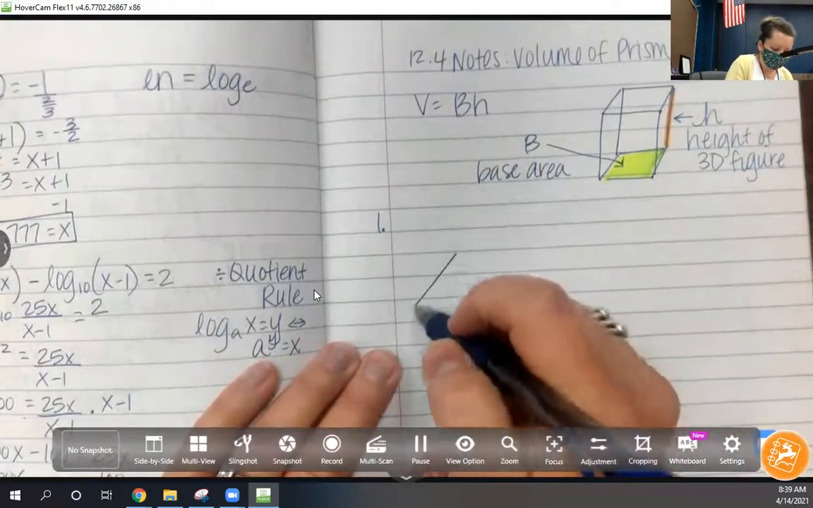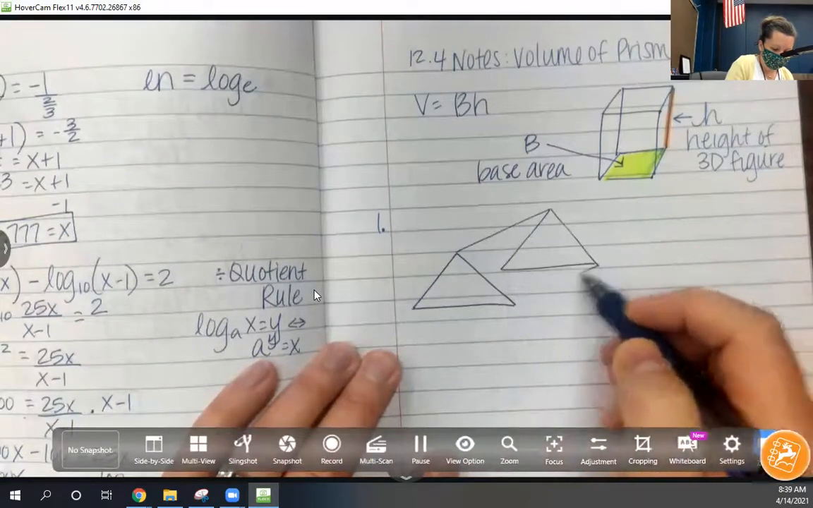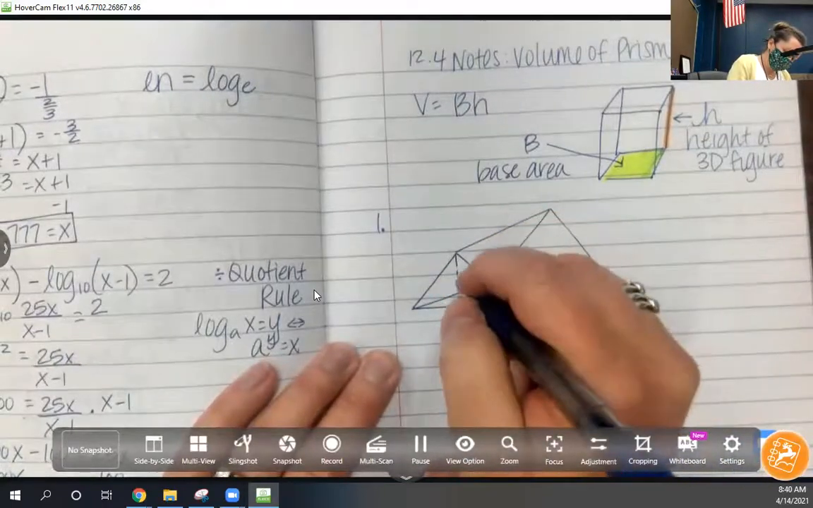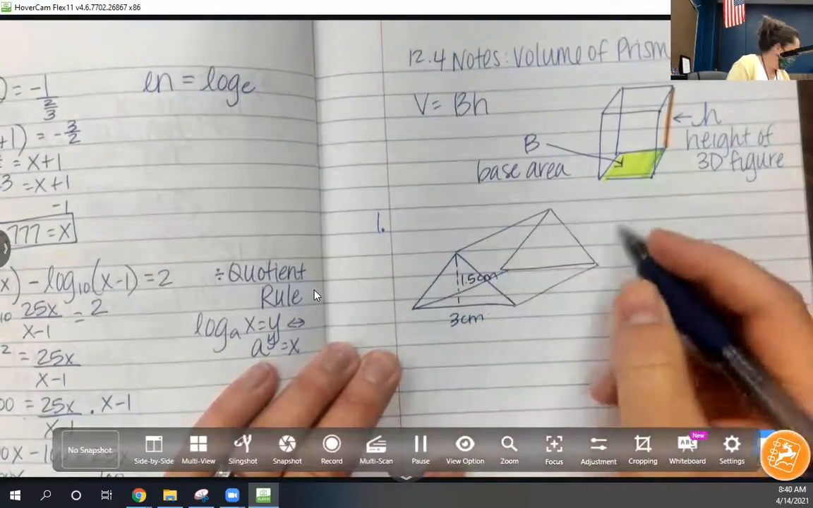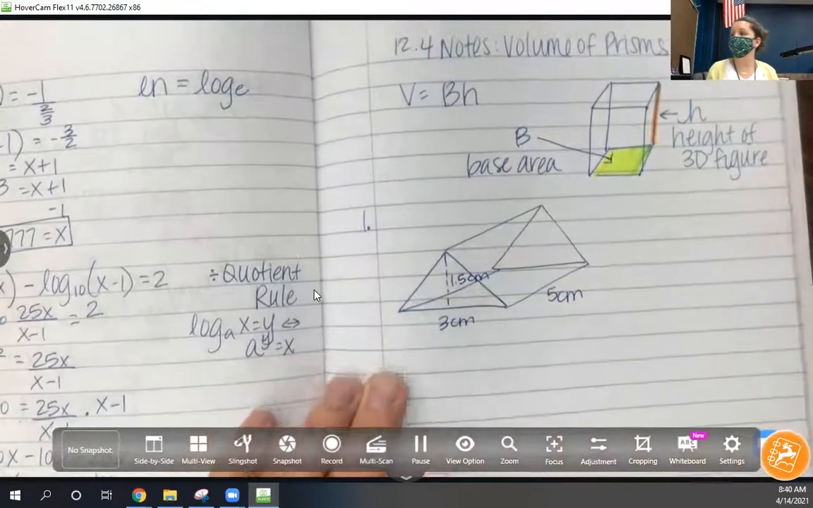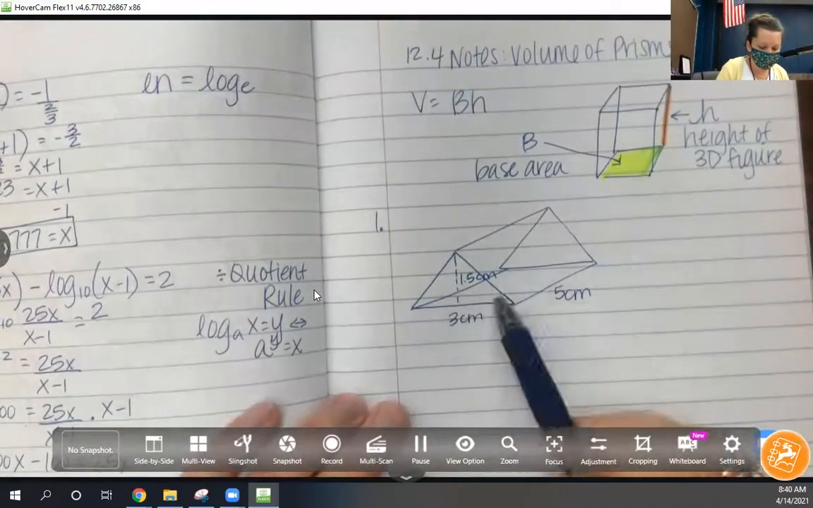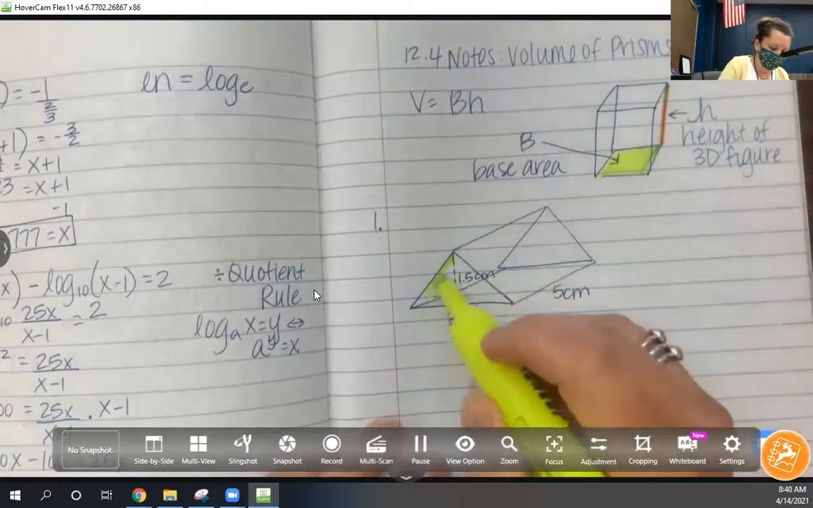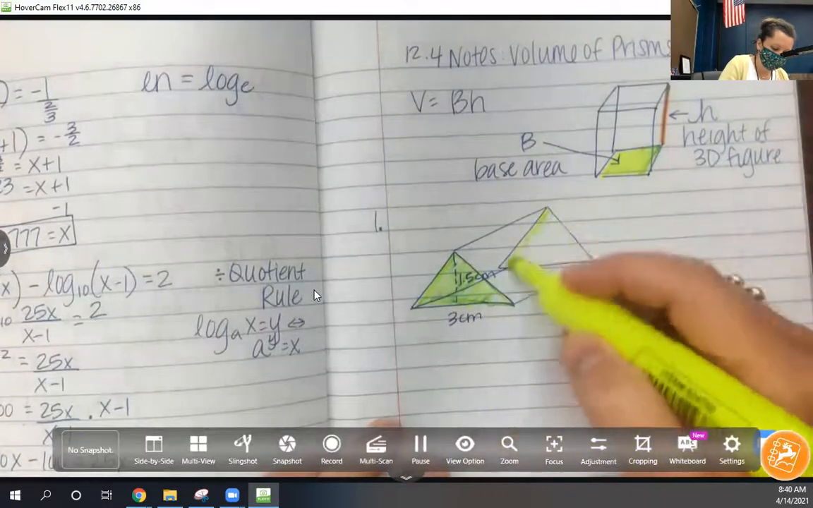We have this figure, it's a triangular prism. I'll draw it as best I can. Drawing it out really helps. The height of the triangle is 1.5. This is 3 centimeters, and then this is 5 centimeters. Even though it's sitting down, this bottom part is not your base, because you don't have 2 of them. We know it's not a rectangular prism because you don't have 2 of them opposite each other. What we do have is these triangles here. That's how we know it's a triangular prism.